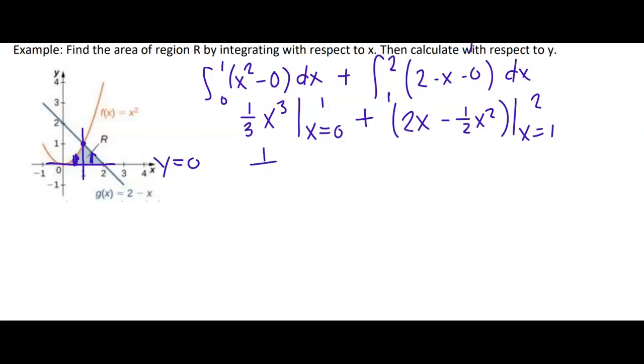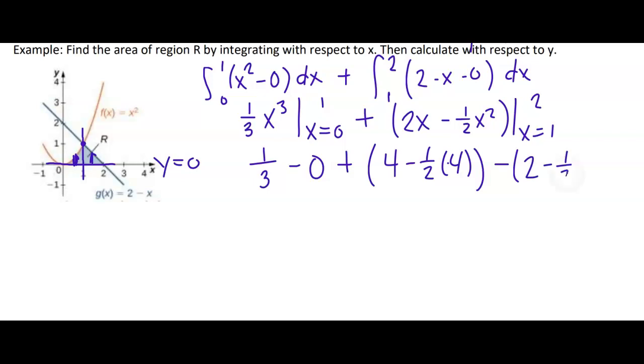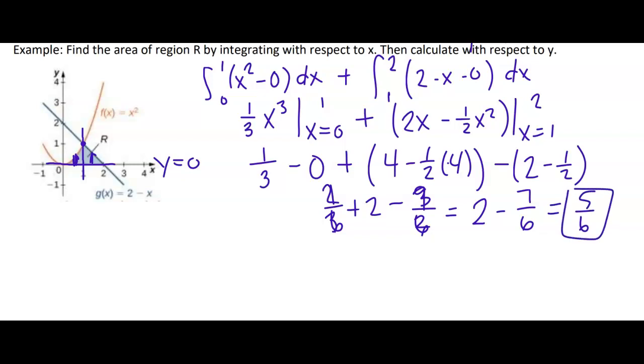All right, so then I plug in 1. So 1/3 minus, I plug in 0, 0, plus 4 minus 1/2 of 4, minus, we're going to plug in 1, 2 minus 1/2. So 1/3 plus 2 minus 3/2. Let's see, common denominator of 6. So 2/6 and 9/6, 2 minus 7/6, 12/6 minus 7/6. This is going to end up being 5/6 as our area.